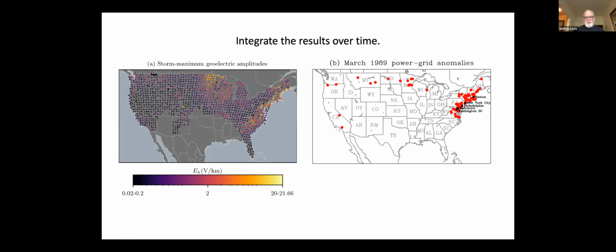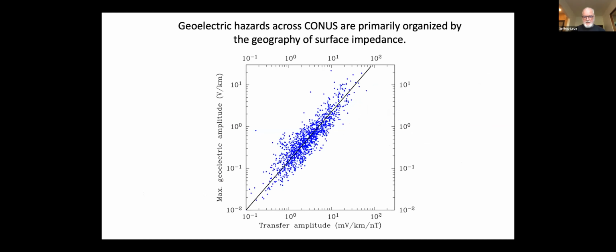All right, so I just want to emphasize that the impedance is performing a very important role in organizing the geoelectric hazard, and we can analyze and inspect that with a little bit of detail right here. So remember that map I showed of the impedance ellipses? We take the maximum amplitude off of those ellipses for the amplitude in the most polarizing direction at 120 seconds, which is the Nyquist period for the 1-minute observatory data that we have.